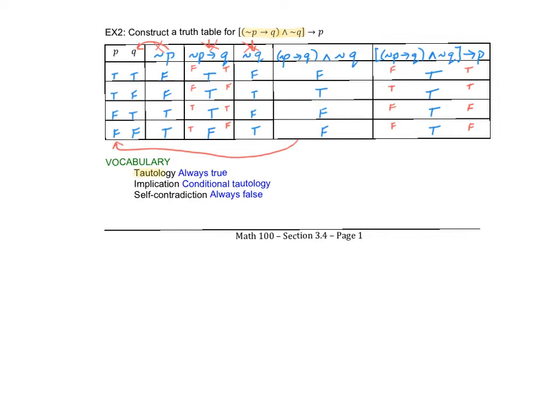It's always true. However, since this is a conditional statement, and it's a conditional statement because the last thing we figured out, and you can look at the grouping, was the conditional statement. So this is a conditional statement that's always true, and in that case we call it an implication. So an implication is a special tautology. It's a conditional tautology. And then also recall that if this were all false, it would be a self-contradiction. So we're just adding on one more vocabulary word, which would be implication.